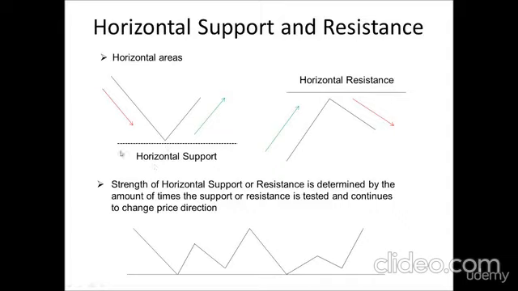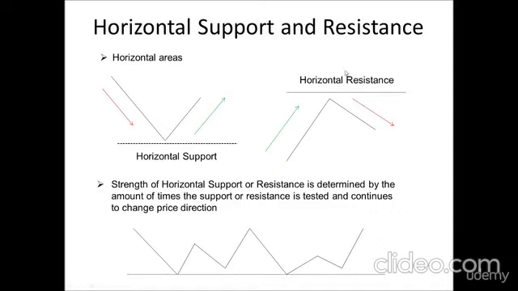I have a diagram of a horizontal support. Price is bearish, but when it reaches the support area, it changes from a bearish direction to a bullish direction, so price reverses.